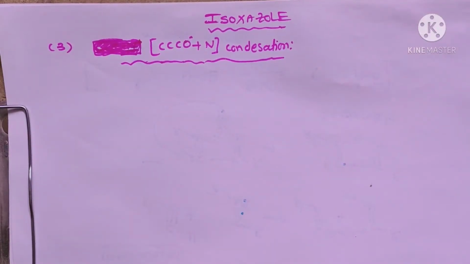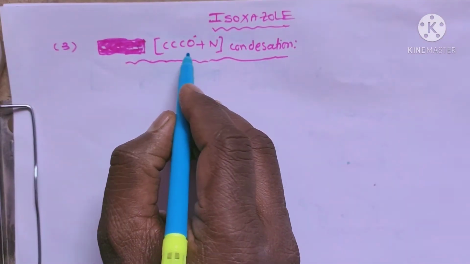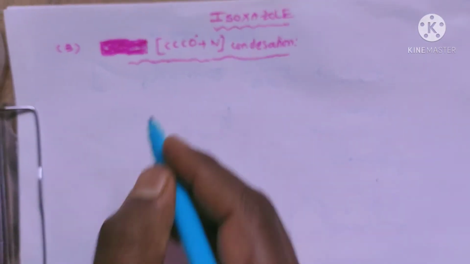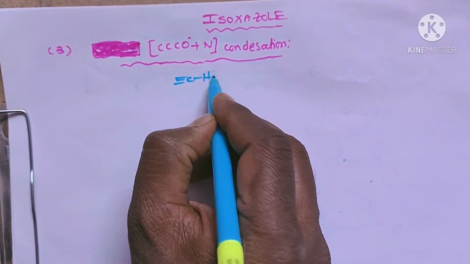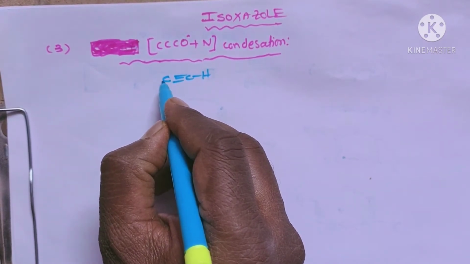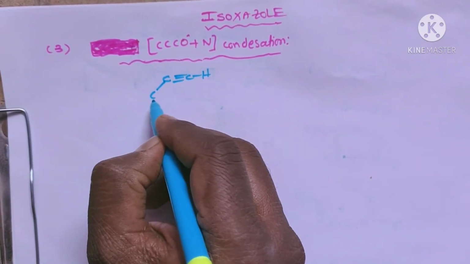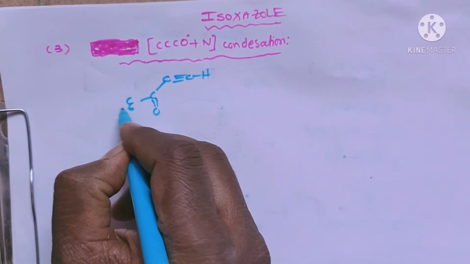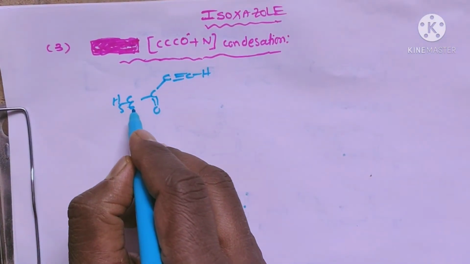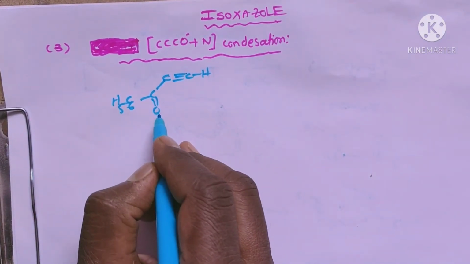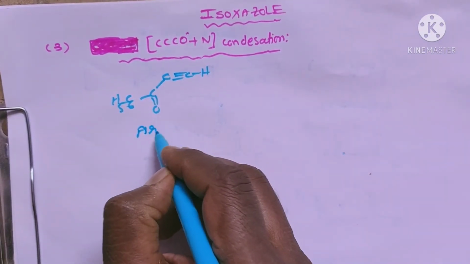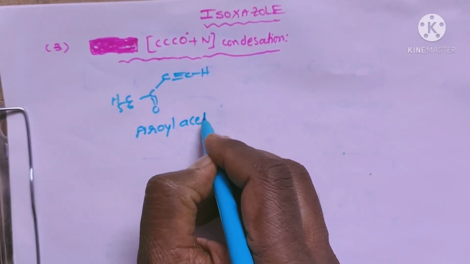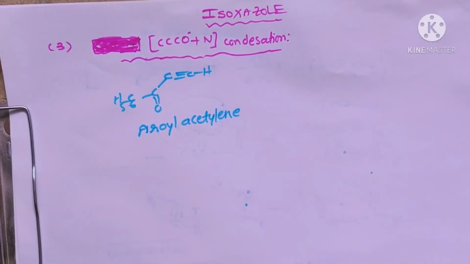Now we go for the third preparation method, that is the CCCO plus N condensation. Here for the CCCO compound, we take aryl acetylene derivatives. So here we have to take acetylene and aryl group. For aryl group, we can take the benzoyl group. So look here, this group is known as the benzoyl. So C6H5CO group is known as the benzoyl group. So generally we can call it as the aryl. So now it is known as the aryl acetylene. So look here, this is aryl acetylene.